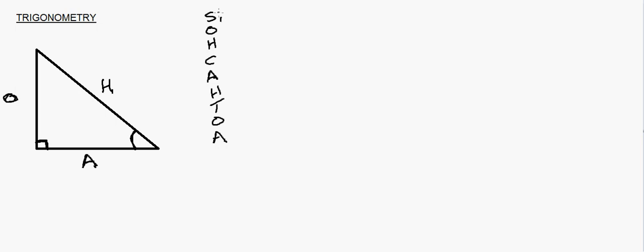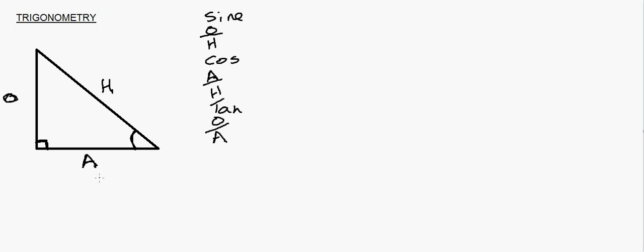So sine is opposite over hypotenuse, so that will be this side over this side. Now cosine would be adjacent over hypotenuse, so that would be this side over this side. And tangent, or we call it tan, is opposite over adjacent, so that's this side over this side.